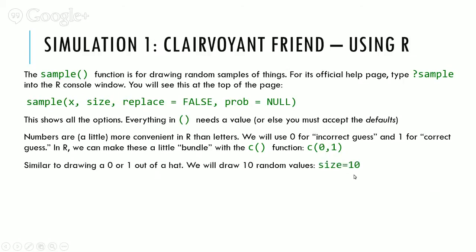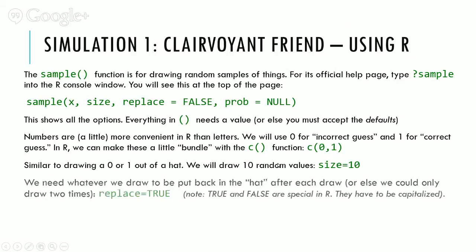And that will be like sampling a 0 or 1 out of a hat, and we'll draw 10 times, so size will equal 10. So it's like sampling 10 random guesses, 10 zeros and 1s. And a 1 means he was correct, and a 0 means he was not correct. And his guessing is random because he doesn't know, because this is the null hypothesis that says he doesn't know, right? So we're going to sample 10 guesses if he's truly guessing randomly, which is what the null hypothesis says.